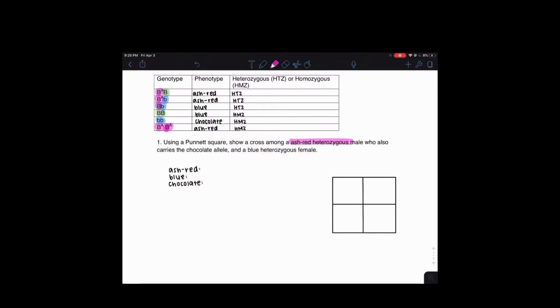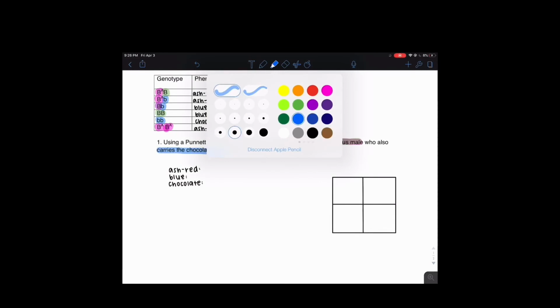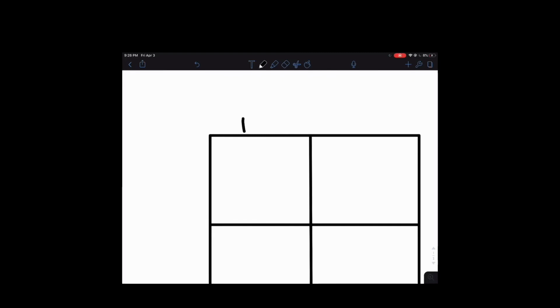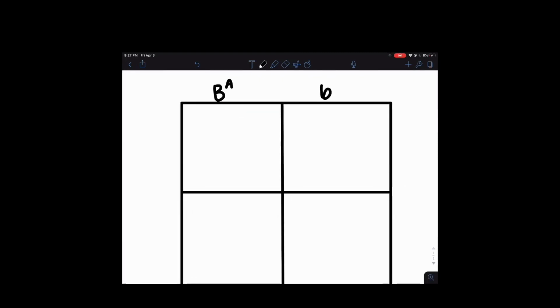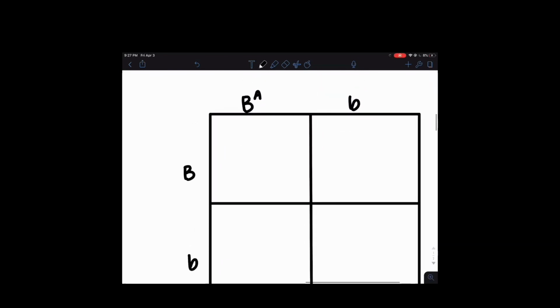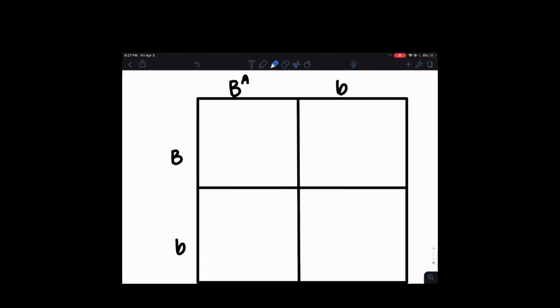Using a Punnett square, show a cross among an ash red heterozygous male who also carries the chocolate allele, and a blue heterozygous female. So we know it's ash red, which means it's going to have BA in it, because BA is the dominant allele, so we can put that here. And since it also carries the chocolate allele, we're going to put the lowercase b. And as we wrote up before, the blue heterozygous female will be uppercase B, lowercase b.